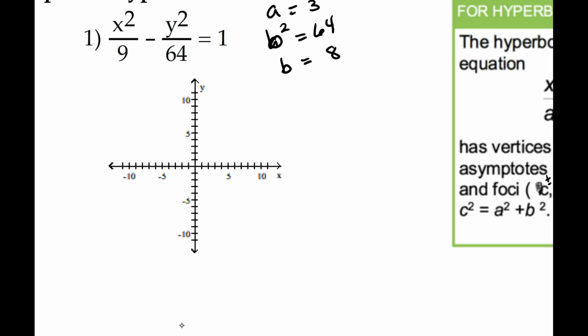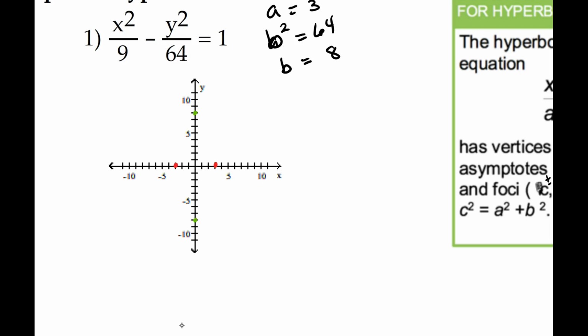And let me switch colors on here. A is 3. That's a negative 3, and that's a positive 3. And then let's pick a different color for the 8. 8 units up and 8 units down. That's 1, 2, 3, 4, 5, 6, 7, 8 right there. And 1, 2, 3, 4, 5, 6, 7, 8 units down right there.